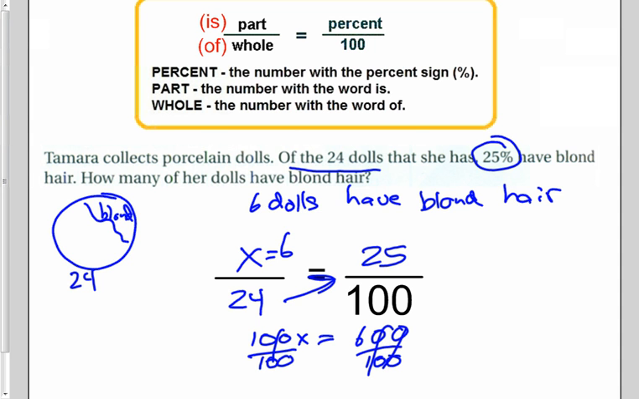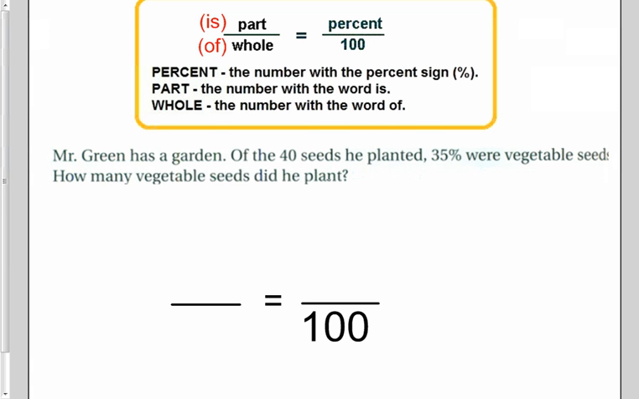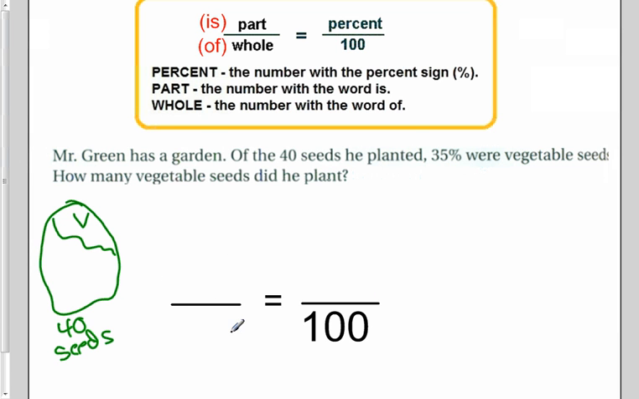Next problem. Mr. Green has a garden. Of the 40 seeds that he planted, 35% were vegetable. How many vegetable seeds did he plant? So again, let's pretend that this is the 40 seeds that he planted. And the problem is telling us that some of those were vegetable seeds. So let's fill in part over a whole equals percent out of 100. I can see my percent right here, which is 35%. So 35 out of 100 of the 40. So of, that is my whole. Some of those, x, were vegetable. Let's find out how many.